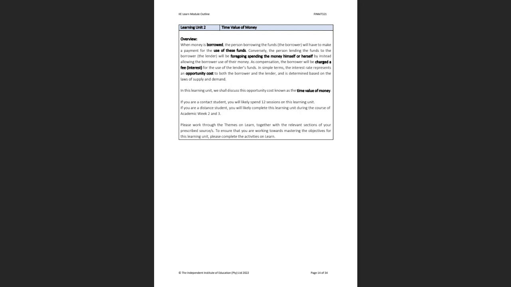Okay. So what we're going to do in Learning Unit 2 is discuss this opportunity cost known as the time value of money. And we call it the time value of money because there is that agreed time period over which that money has moved from the lender to the borrower. So how much you're going to receive at the end of the day is also affected by the length of time that you're either going to have the use of that money for, or the length of time that you've given someone else the use of your money. Okay. So that forms part of the calculation.